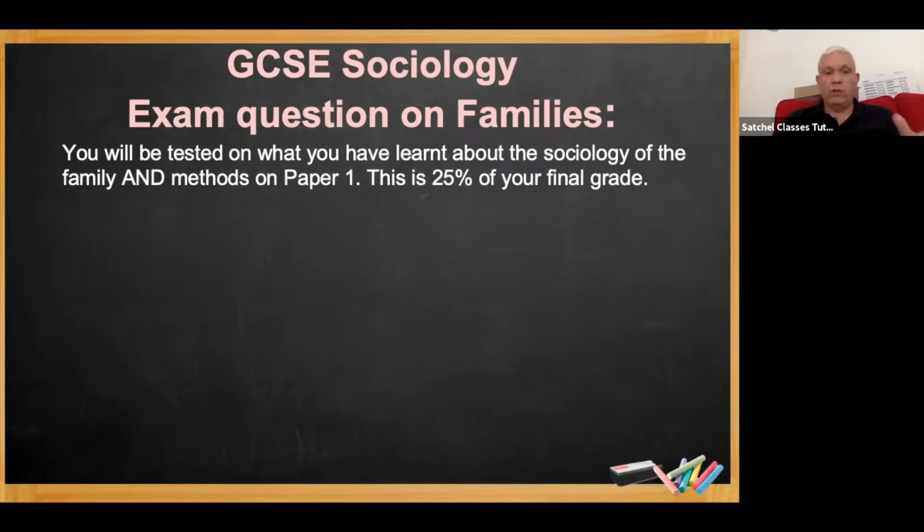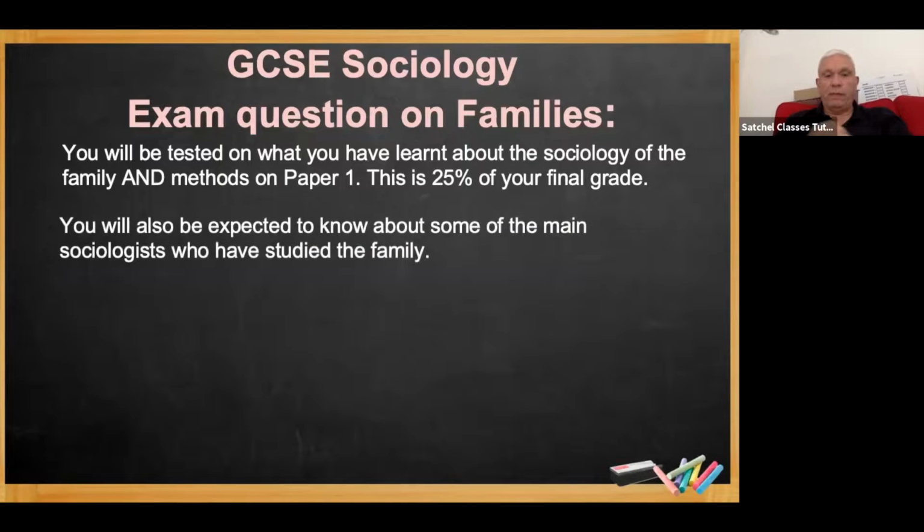So all the questions on families are going to add up to count for 25% of your final grade. You'll also be expected to know about some of the main sociologists, people you have studied. There's around about a dozen of them. Please speak to your teachers about that. And it's on the web, on the AQA website, on the syllabus.